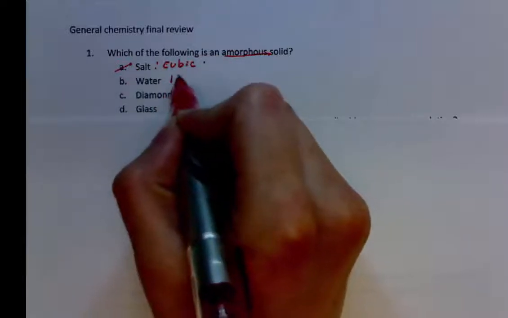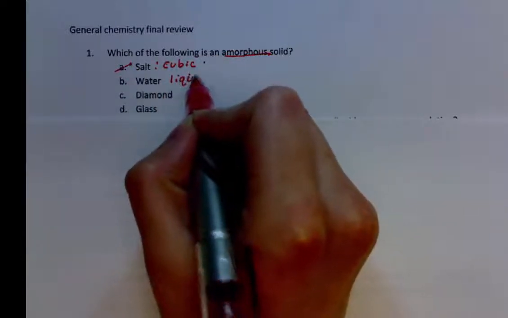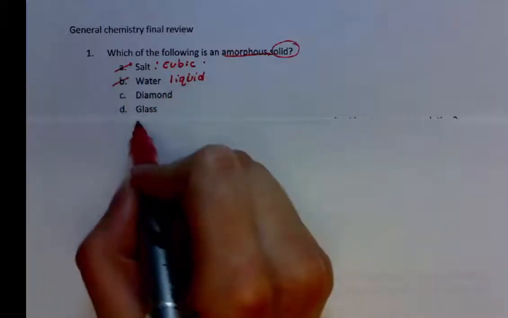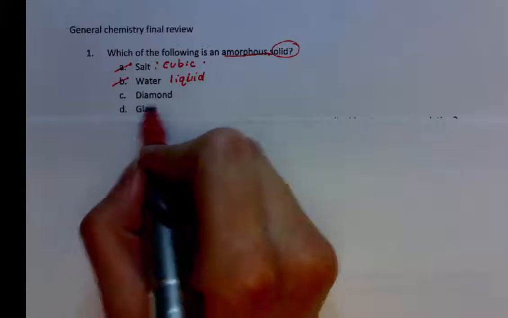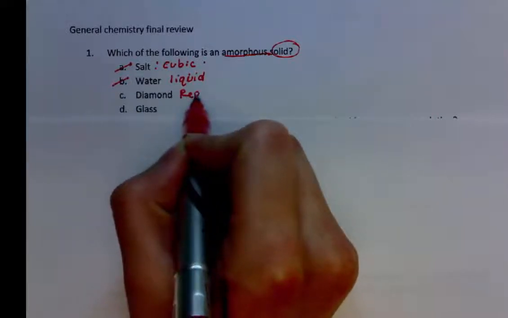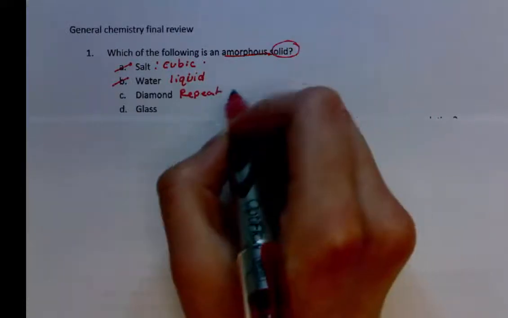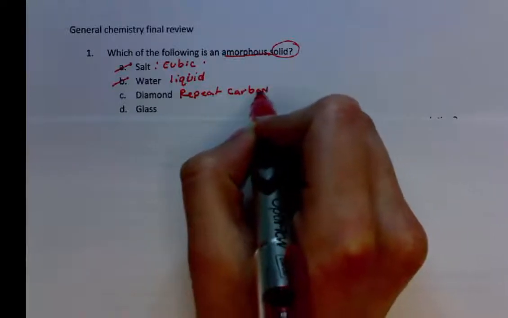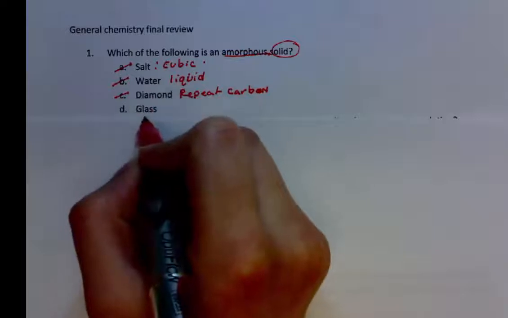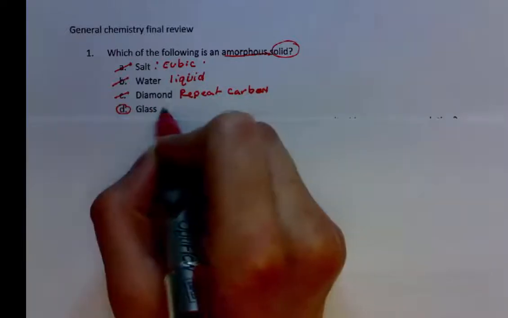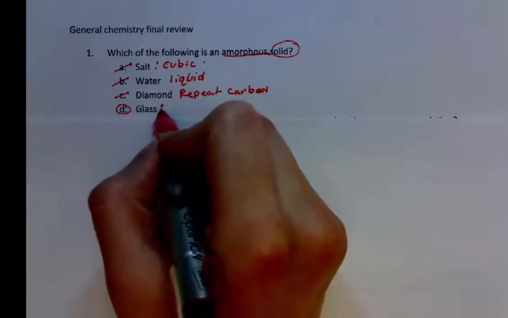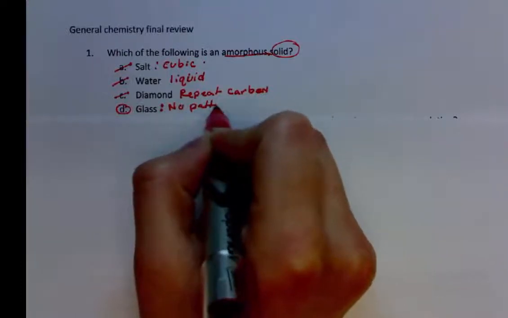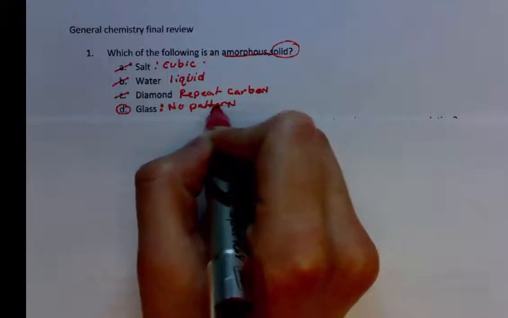Next, we have water. A liquid is not a solid, and therefore it is not our answer. Next, we have diamond, which is repeated carbon. It has a defined shape and is not our answer. Last, we have glass. This lacks a defined pattern as it is an accumulation of transformed sand particles. It varies from compound to compound and is not the same throughout.